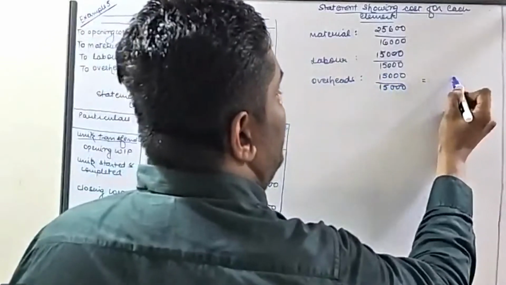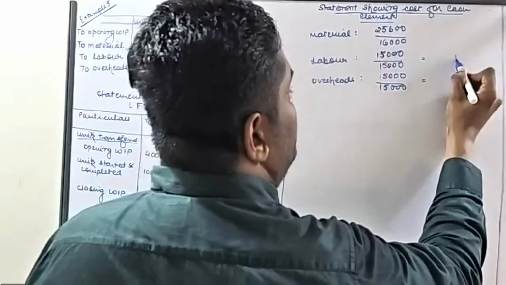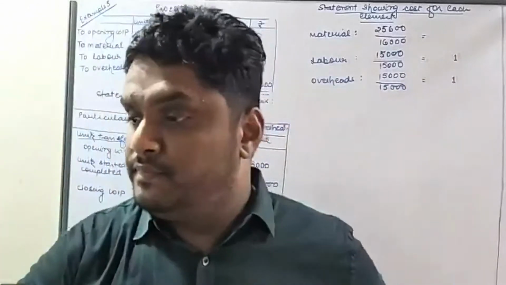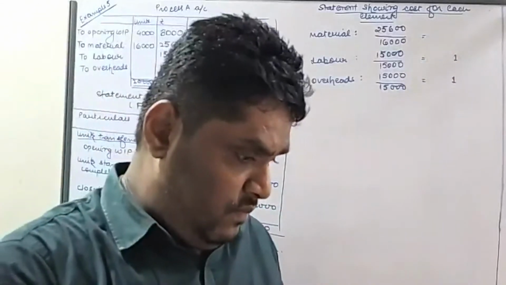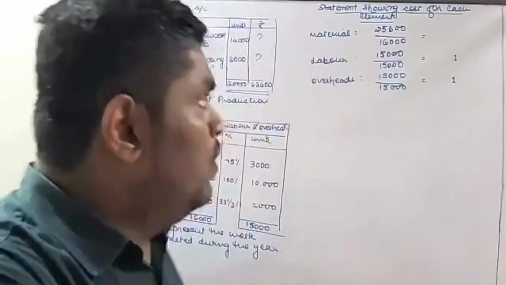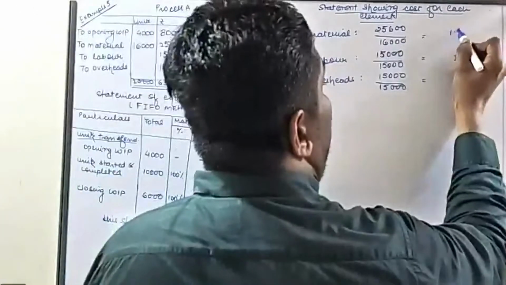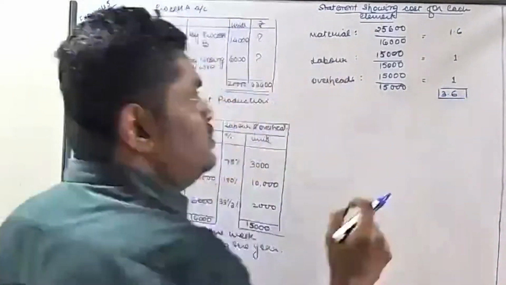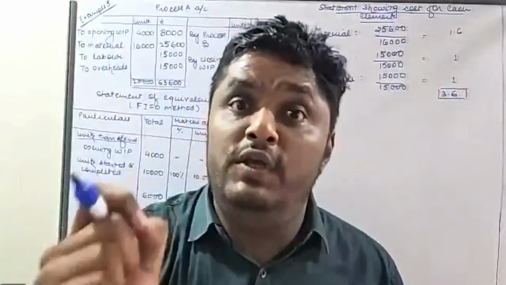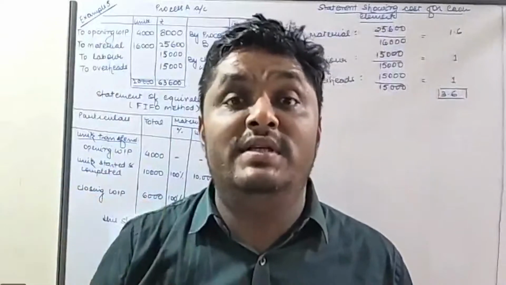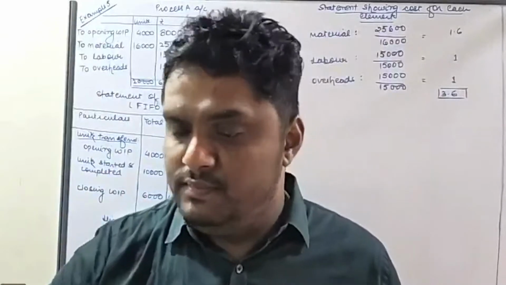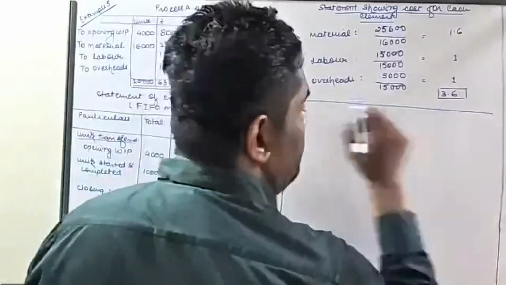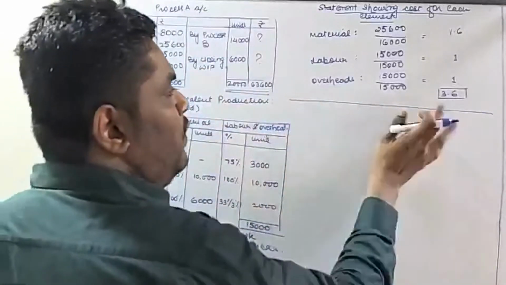So this will be 1. This will be 1. And this will be 1.6. So this is the cost per unit of the units that are 100% processed. So now we have got the cost per unit.